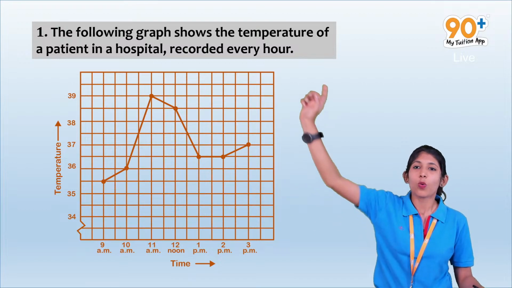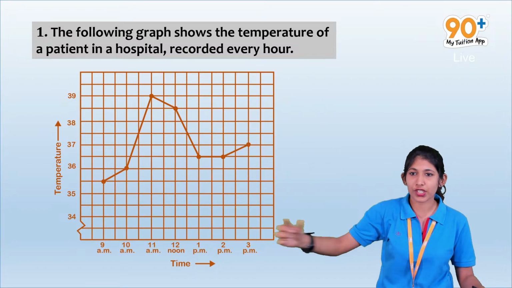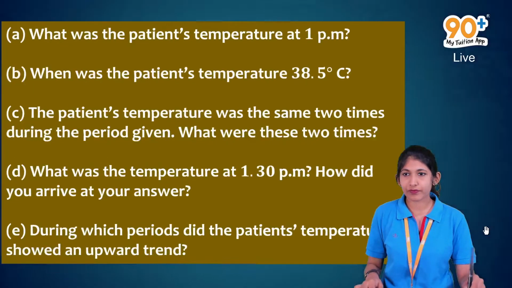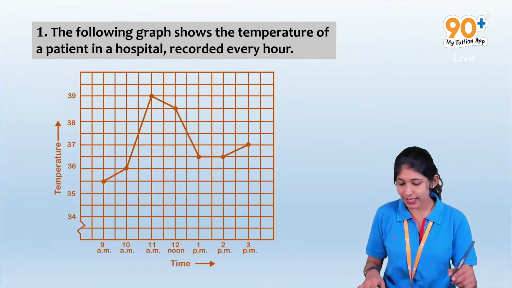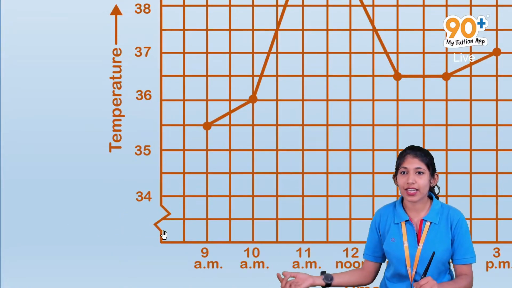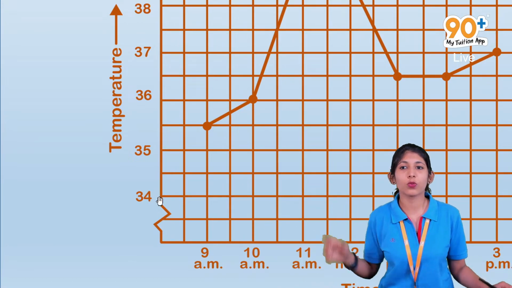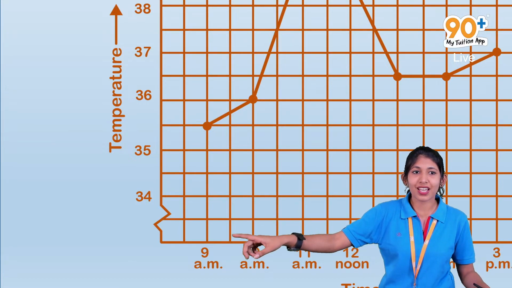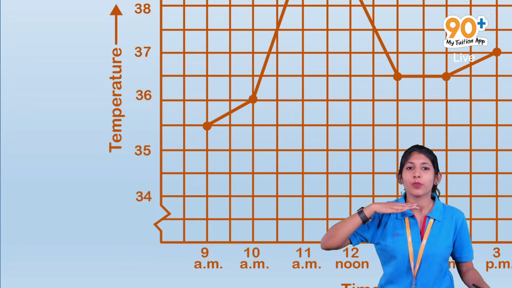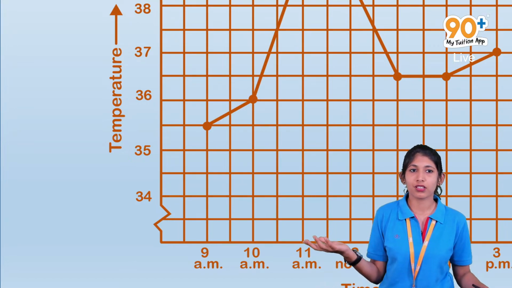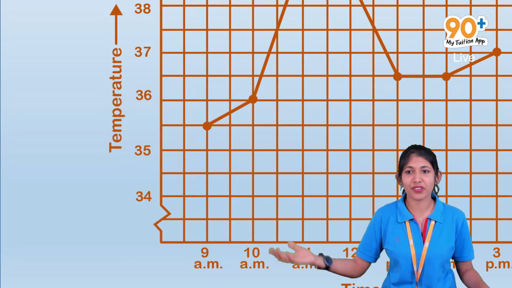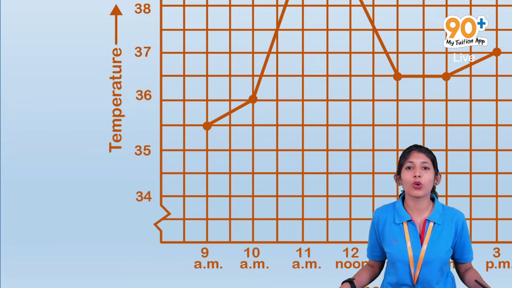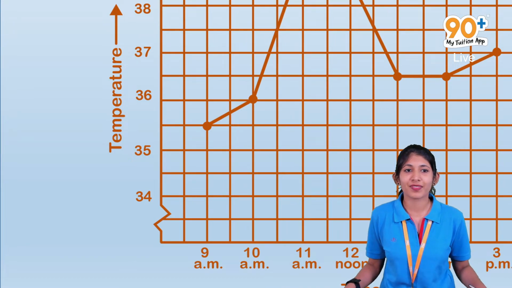So here you can see an example. The temperature of a patient is shown at different hours, and you can see a jagged line or a kink here. What is the reason why they have shown a jagged line over here? Because usually a person's body temperature does not start from 0. It won't be like 5, 10, 15 or anything. A person's body temperature will be around 34 to 39.